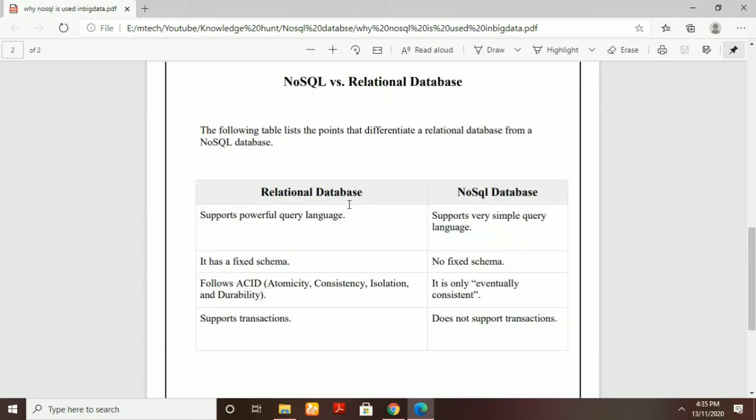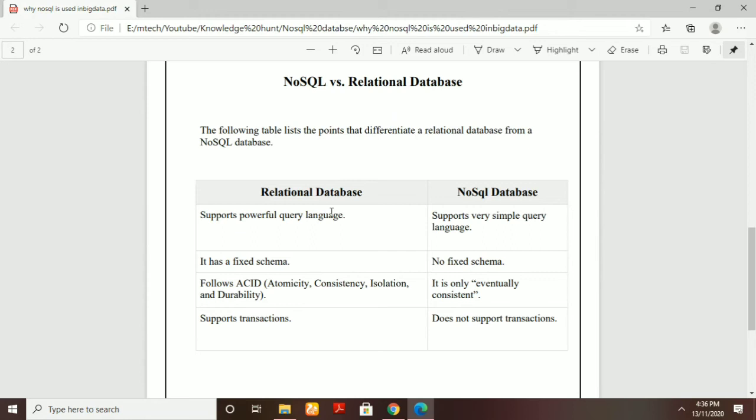Now we'll go through the difference between NoSQL and the relational database. The relational databases are SQL and MySQL, whereas the NoSQL databases are Cassandra, HBase, and many others such as CouchDB or Amazon Dynamo. We'll see these in further videos. The relational database supports a query language. As we know, SQL supports a very powerful query language. We have to write powerful SQL queries to access, write, or update the data. Whereas NoSQL supports a very simple query language which is easy to understand for any user and which is very interactive.